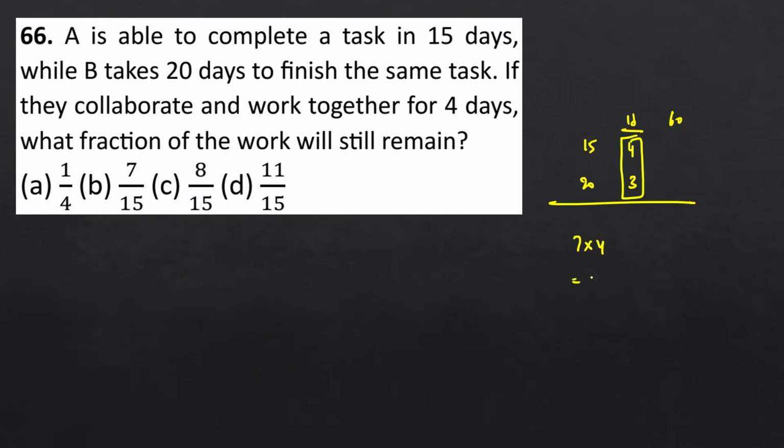They are working for 4 days, which means they are doing 28 units of work. The work left is 32 out of a total work of 60. So you can say 4 eights are 32, 4 15s are 60. So the work left is 8 by 15.